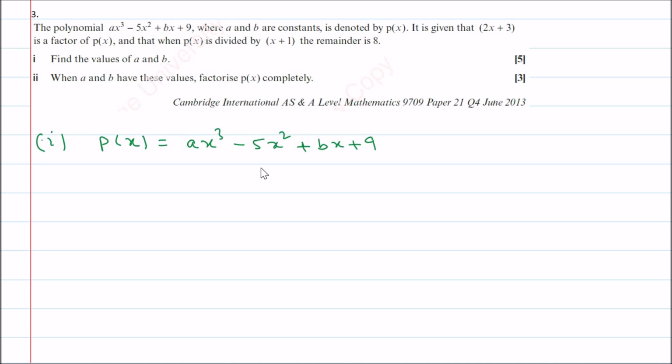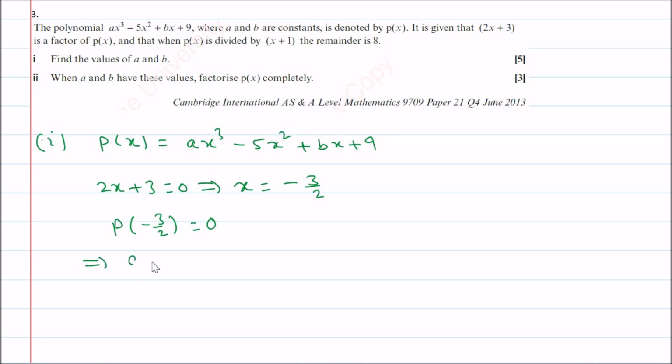Now 2x plus 3 is a factor. It is said that 2x plus 3 is a factor of p(x). So let us set 2x plus 3 equal to 0. This implies that x equal to minus 3 by 2. Right? So that means p(minus 3 by 2) should be equal to 0 using the factor theorem. Okay. Now let's find p(minus 3 by 2).